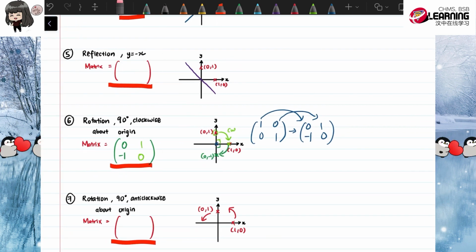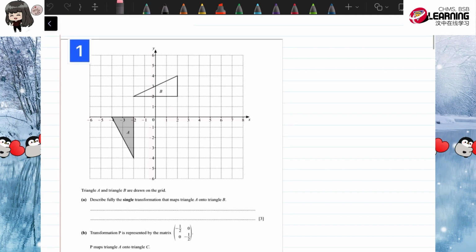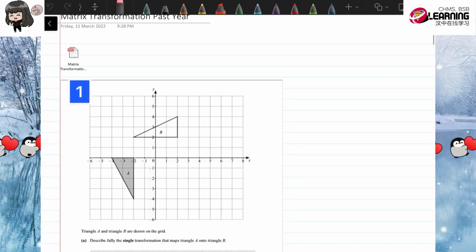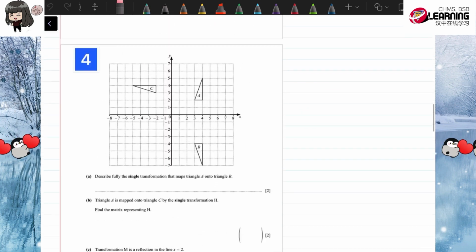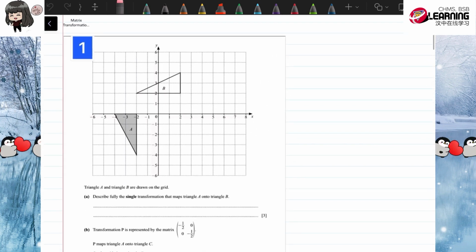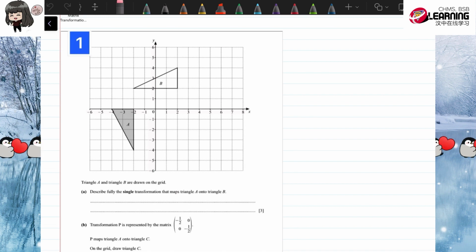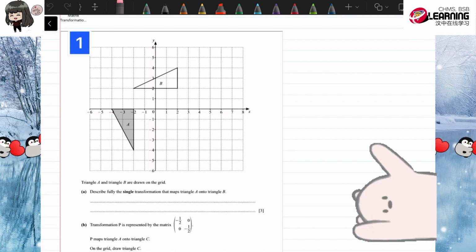I've sent this to you through Teams, please print this out. If you can't print this out, you have no choice, then you have to copy it down. I'll print this out for our next lesson. It's not for your homework, but for use in our next lesson.